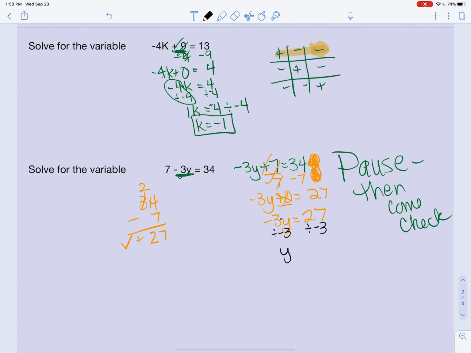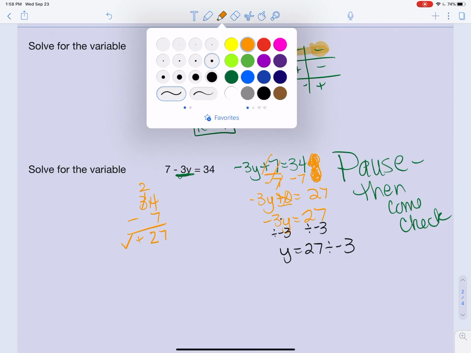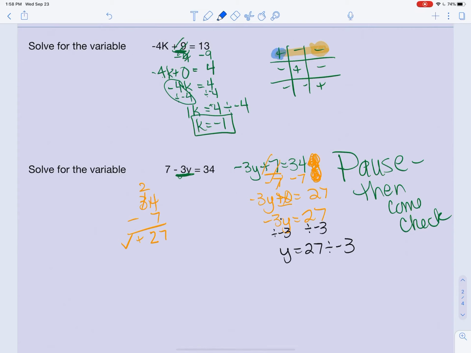So y equals 27 divided by negative 3. Well, if I look at my tic-tac-toe right above, I have a positive and a negative. So I'm in the situation that I was in before. I have a positive, I have a negative. So to play tic-tac-toe, my answer has to be negative. So therefore my answer is 27 divided by 3, it's 9. So y equals negative 9.